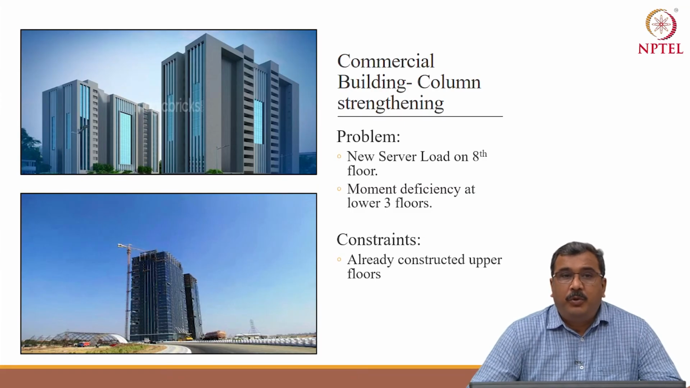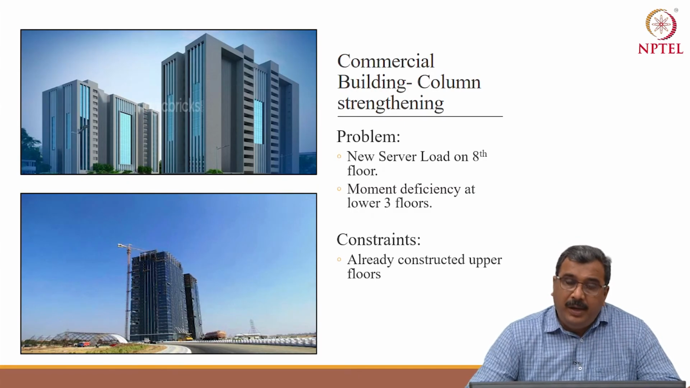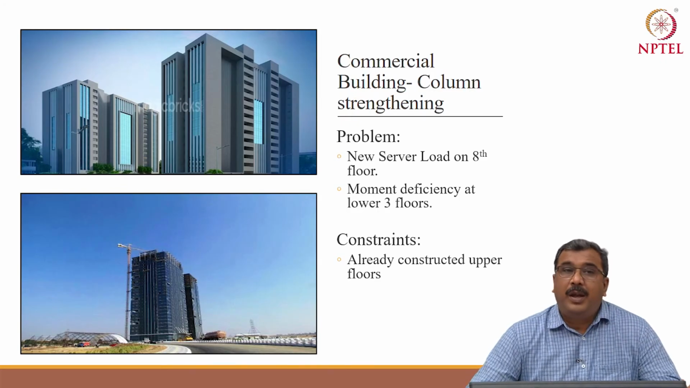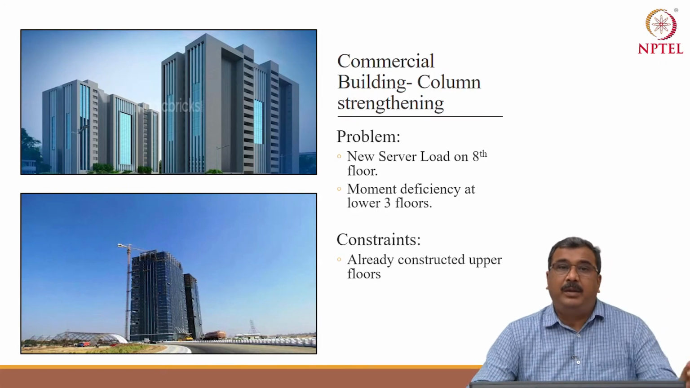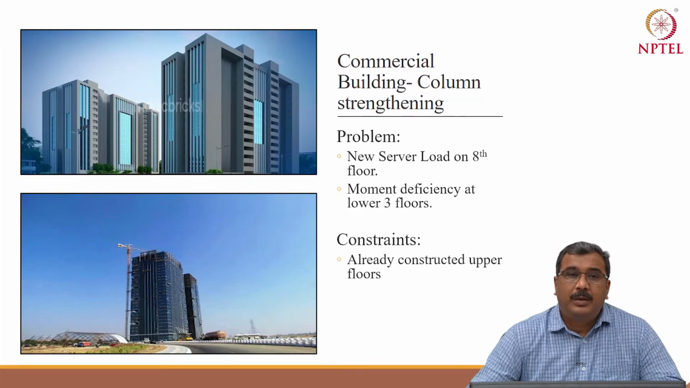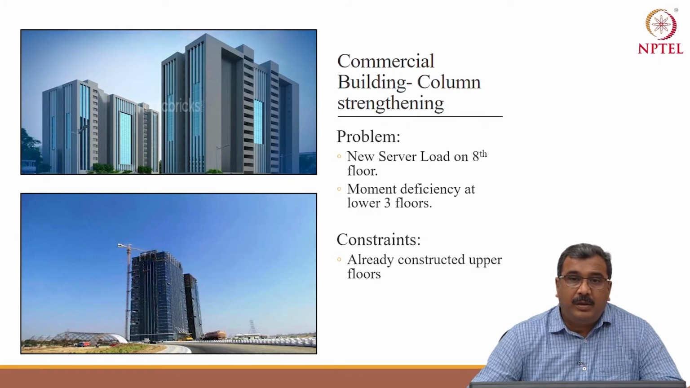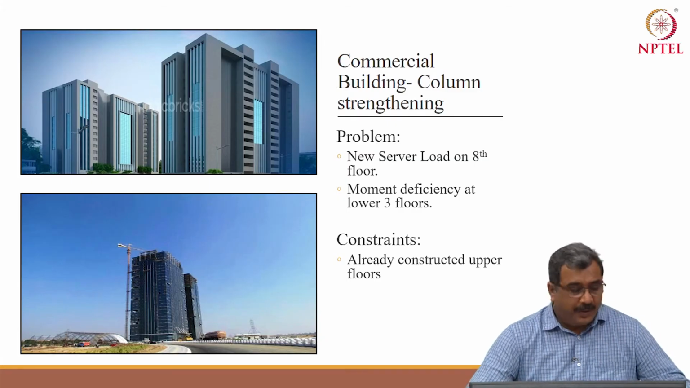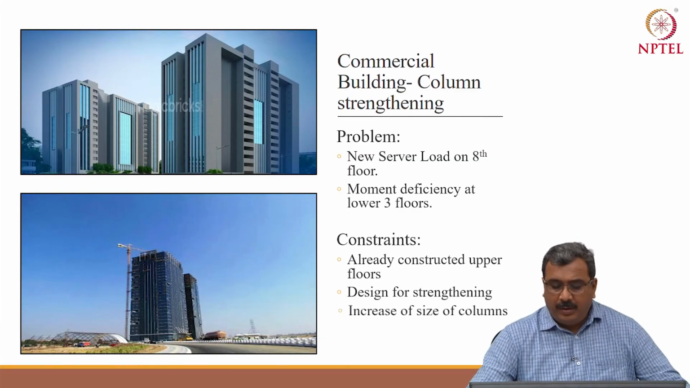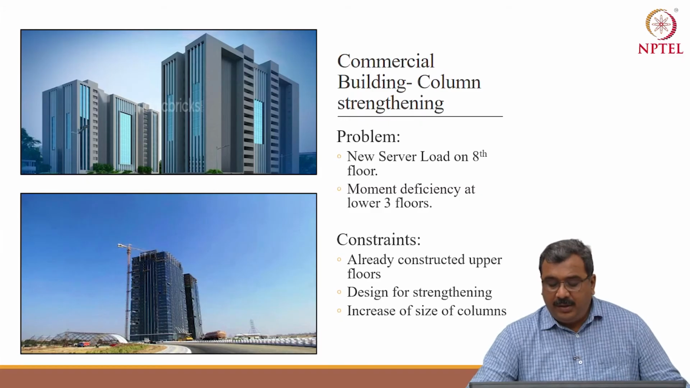Also, if you want to increase the size of only 3 intermediate floors, you need to carry out jacketing right up to the basement, which is again a limitation space wise, hindrance wise, cost wise. So, we designed a CFRP system as an alternate, without increasing the size of the columns.